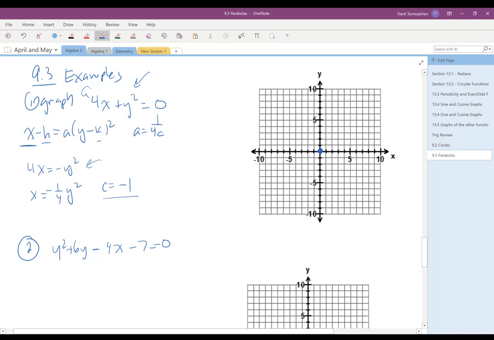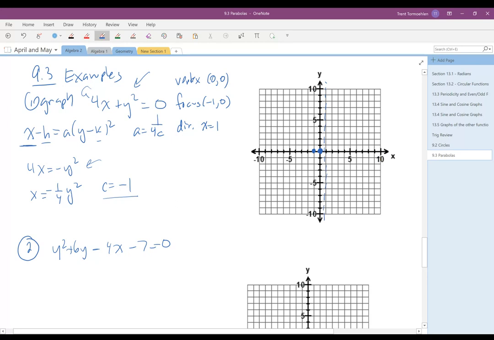In our case, our vertex is 0, 0, and since c is negative 1, our focus is going to be negative 1, 0, because we've got to open to the left since it's a y squared and it's negative. Or you can think about adding negative 1 to the x coordinate. The directrix then is going the opposite direction, and it's going to be x equals 1. And so it's going to look like this.